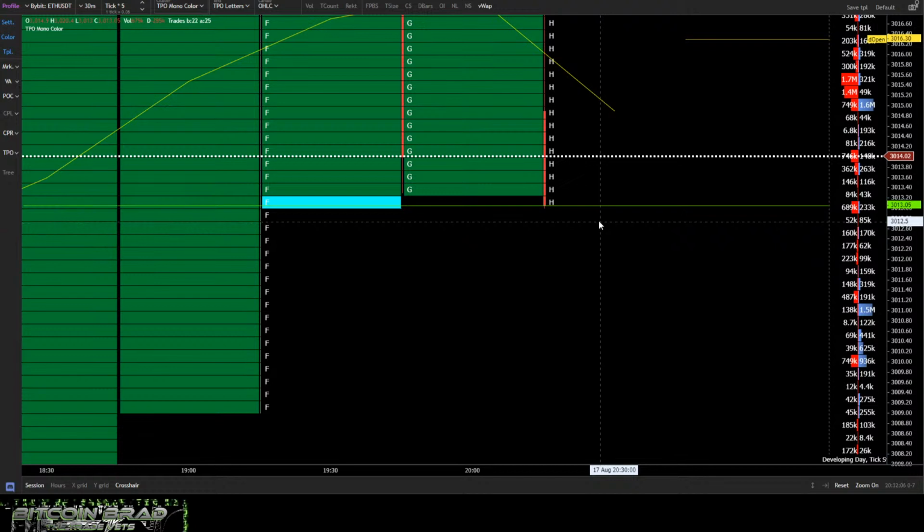And this is just how you're watching the order flow. And right here, let's see if there's enough supply in the market. We'll watch here.